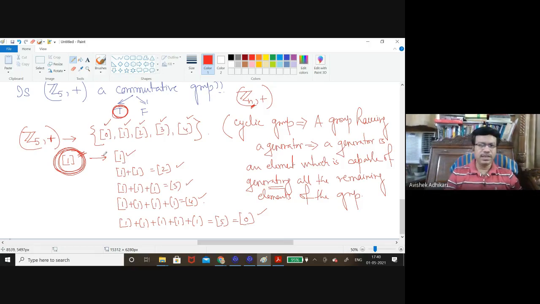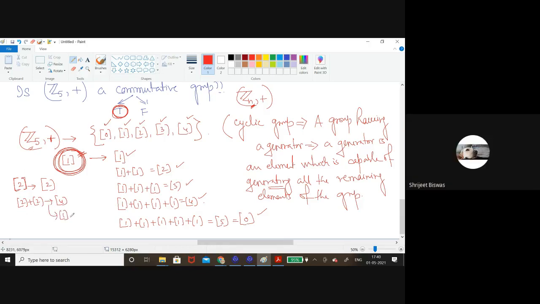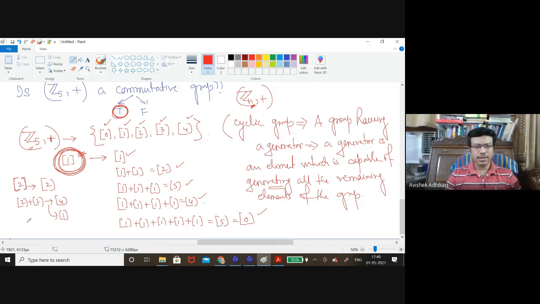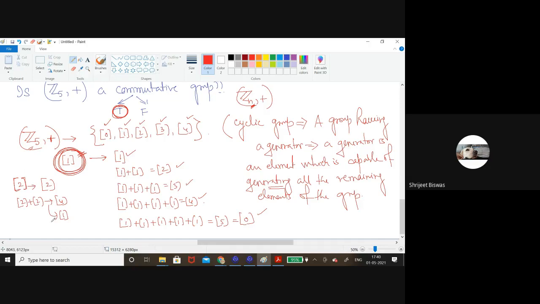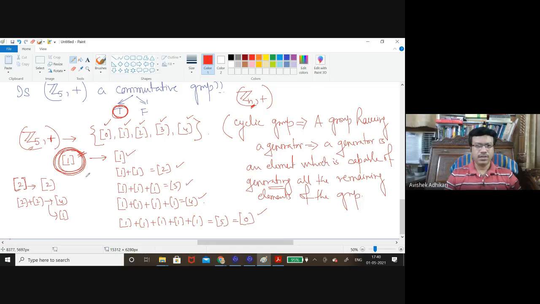Now my question is, is class 2 a generator of Z5? So class 2 can generate class 2. If I add class 2 plus class 2, what will I get? I'll get class 4. If I add 3 times, I will get class 6, which means class 1. Then we can also get class 3 because we'll get 8, and then again 0 because we'll get 10. So class 2 is also a generator.